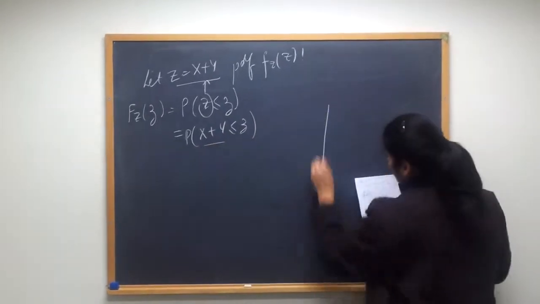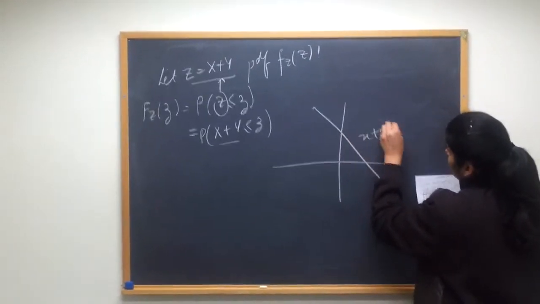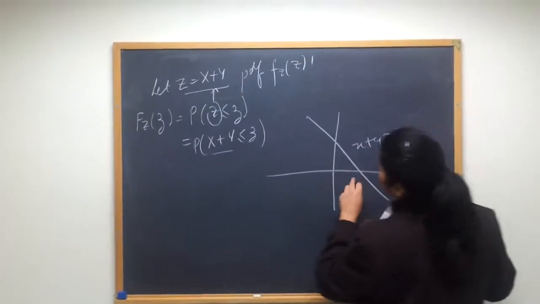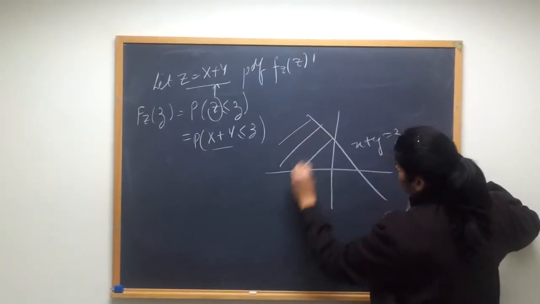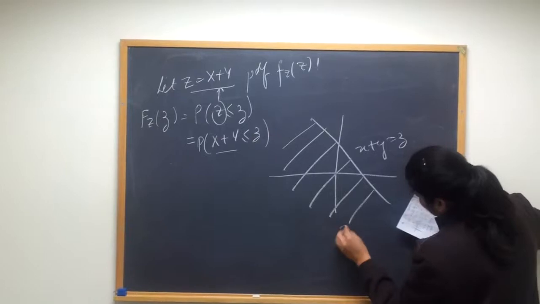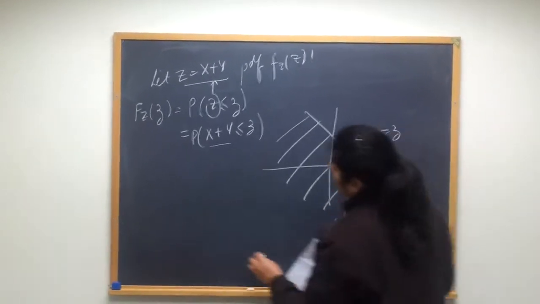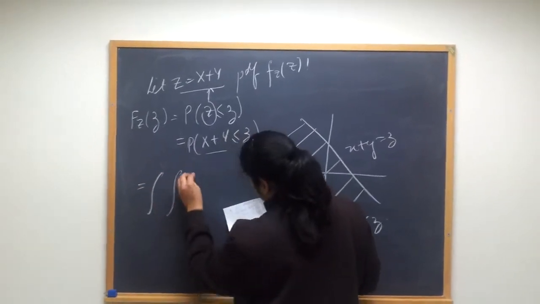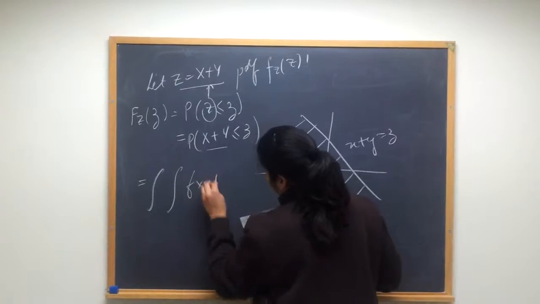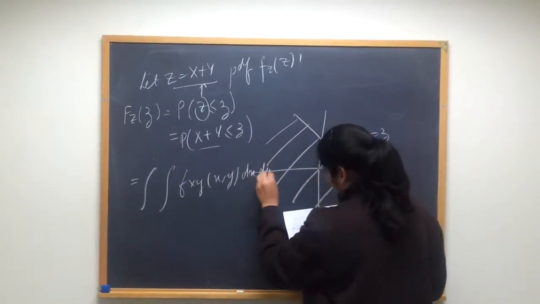Now we make the graph. This would be the line x plus y equal to z. We want the region where x plus y is less than or equal to z. This would be this region. Now this we know is the double integral of f_XY(x, y) dx dy.